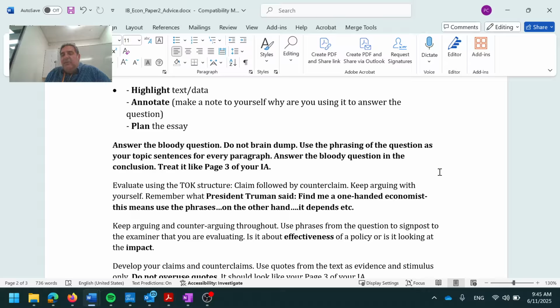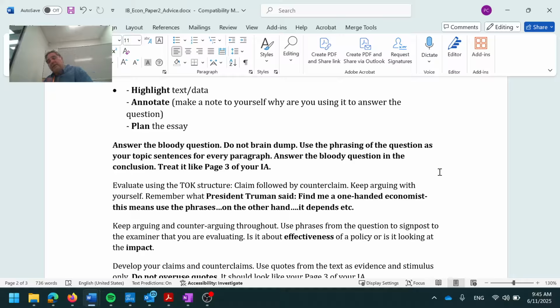you need to use phrases such as, on the other hand, this might happen, or on the other hand, this might happen, or it will depend, whether or not a policy is going to be effective. Will depend upon the circumstances or the context. So that will give you those circumstances and context in the case study. And so the examiner will love it if they see you having that argument with yourself.